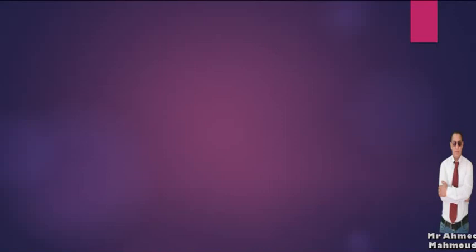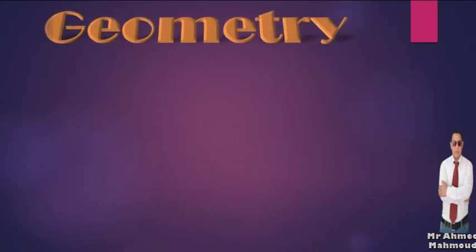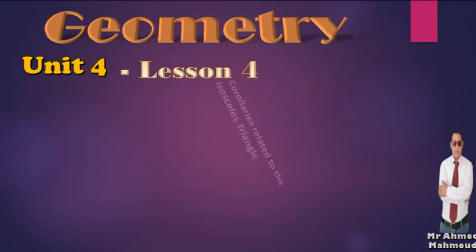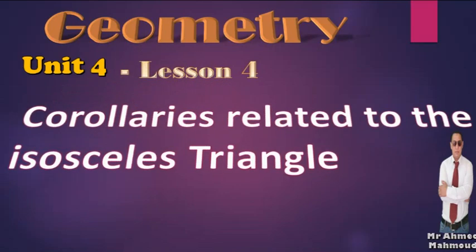It's Mr. Ahmed Mahmoud with you today to introduce a new mathematics lesson. Today, inshallah, we have Geometry Unit 4, Lesson 4, called Corollaries related to the isosceles triangle. We are still in the unit of the isosceles triangle. Now we have three corollaries related to the isosceles triangle. Let's start the lesson.